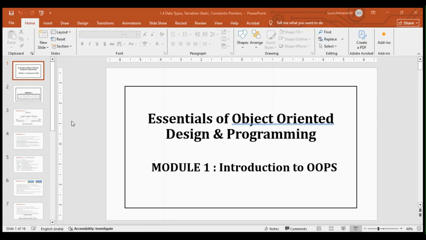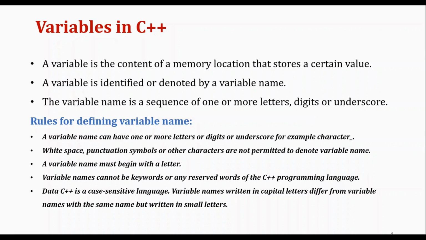Coming to variables in C++, a variable is the reference or identifier for a value in a memory location. That is what a variable in C++ is. It is an identifier. The variable name is a sequence of 1 or more letters, digits, or sometimes underscore. So we have rules for defining a variable name in C++.